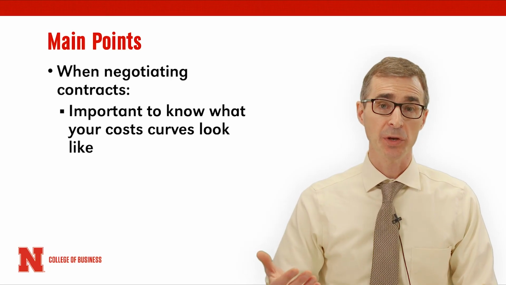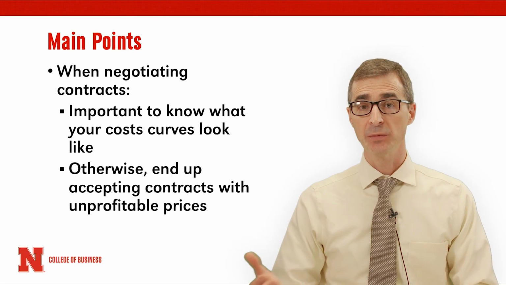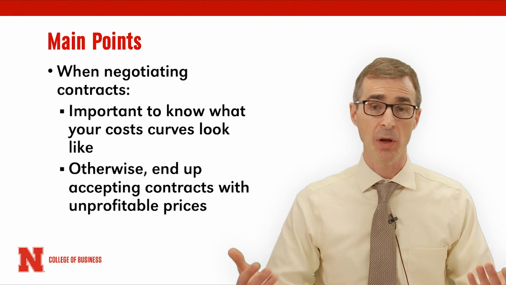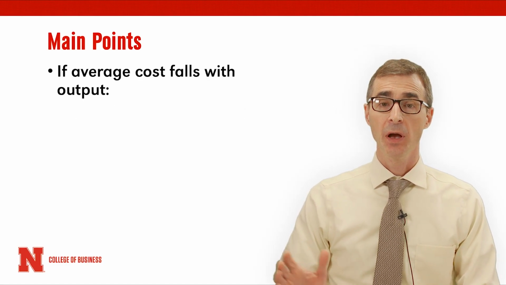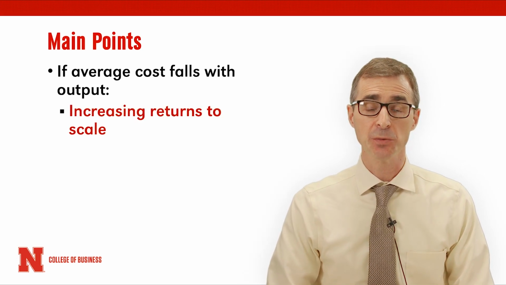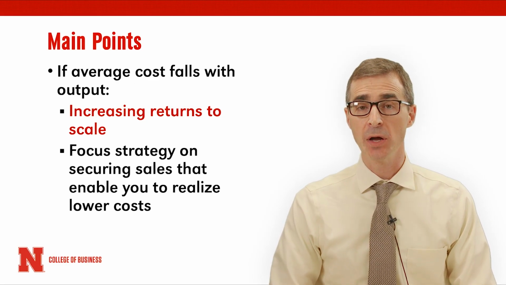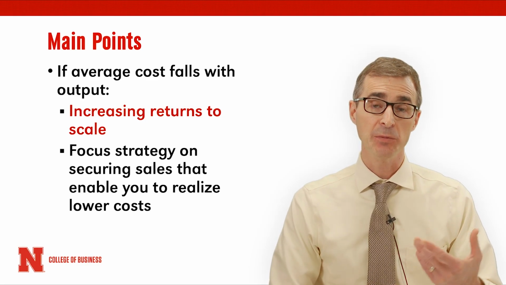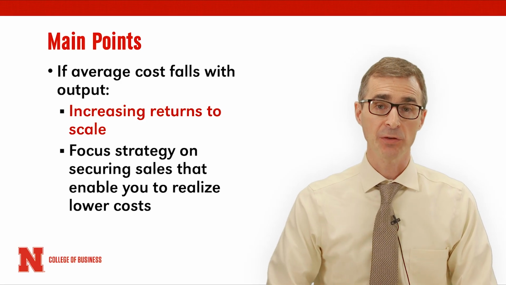In that case, it's important when negotiating contracts to know what the cost curves look like. Otherwise, the firm will very likely end up negotiating contracts that are either unprofitable at worst or even at best suboptimal. If average costs fall with output, then economists refer to this as increasing returns to scale. In that case, it's in the firm's interest to focus on securing all of the sales that enable them to pursue a strategy that leads to lower cost and increased levels of output.